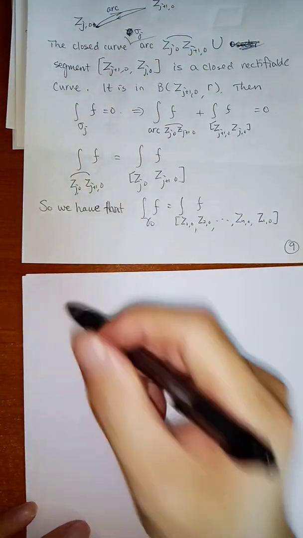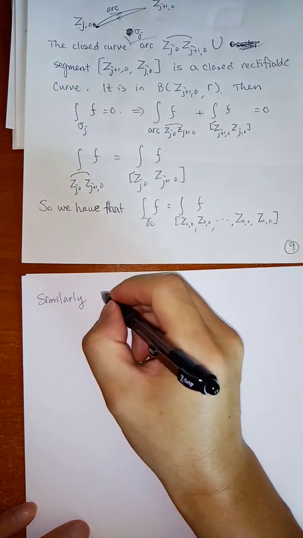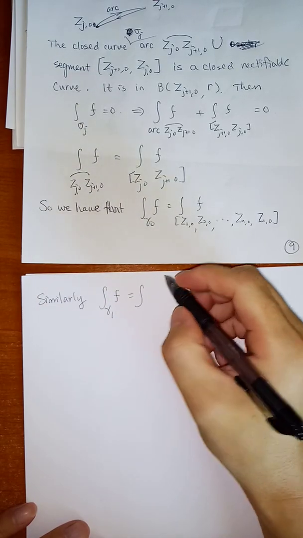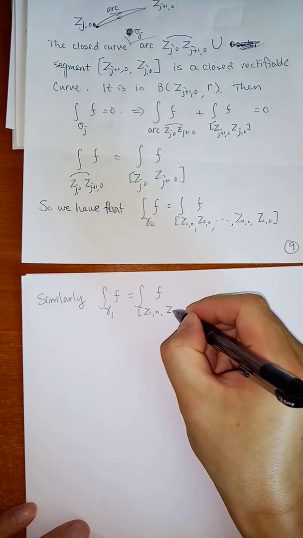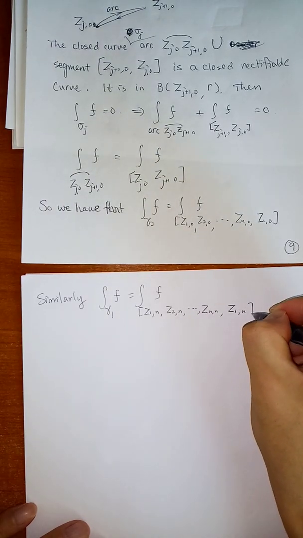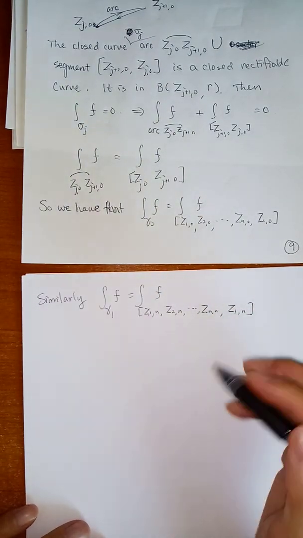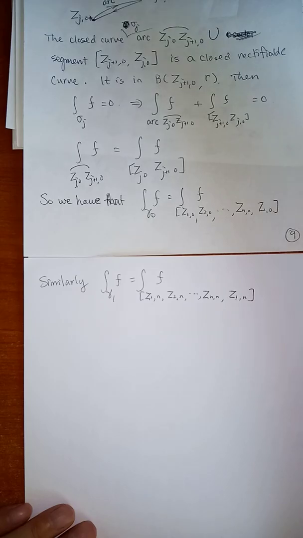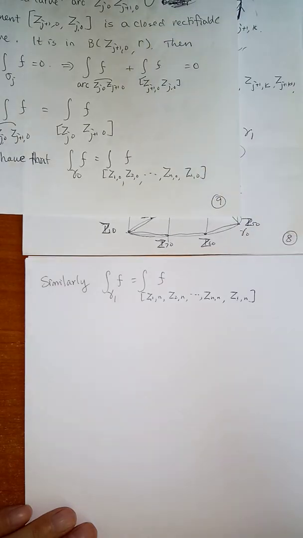So similarly, the integral over the terminal closed rectifiable curve is also equal to the integral over z1n, z2n, ..., znn, z1n. Closed means that you start from the point and go back to the point. Okay, so we have the floor and the roof prepared. Now let's jump from one level to another level.